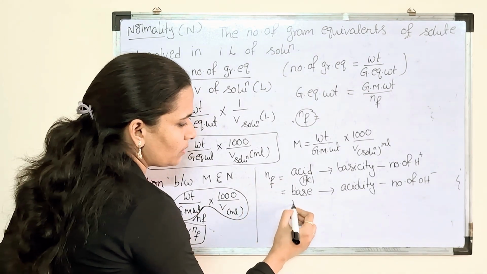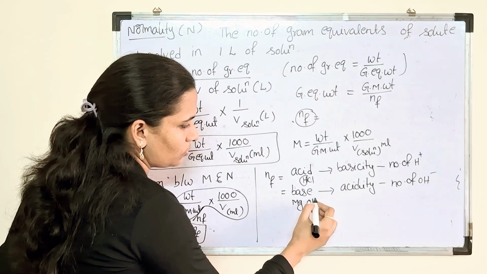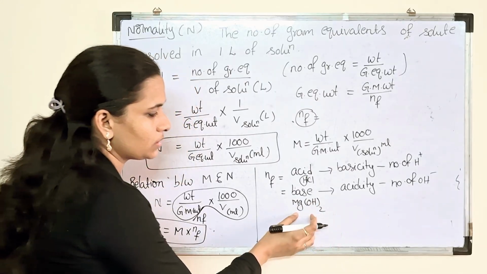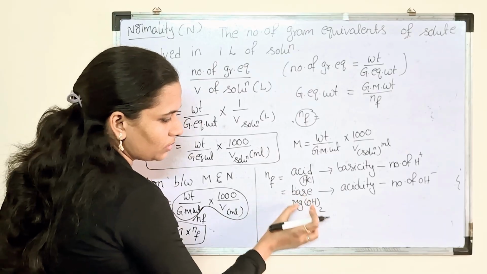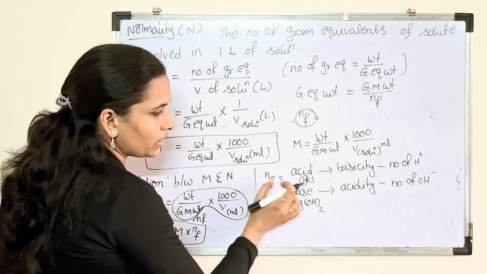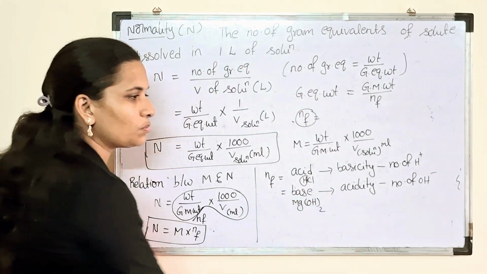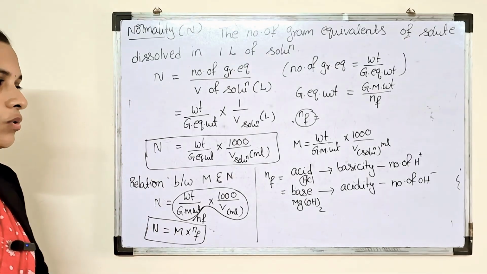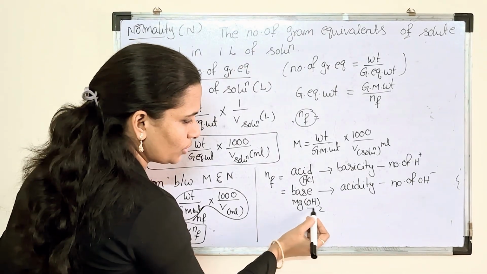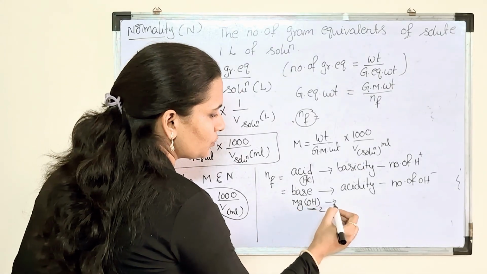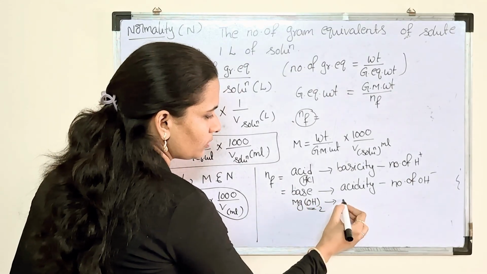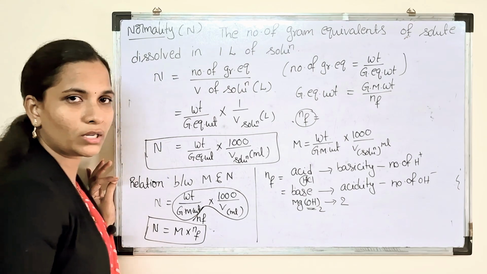For example, Mg(OH)2 is there, so it is a base. What is the n factor for this? Since it is a base, the n factor is equal to acidity. What is the meaning of acidity? It means the number of OH minus ions replaceable. How many OH minus ions are replaceable? 2 OH minus. So the acidity for this base is 2, and that is the n factor value for it.